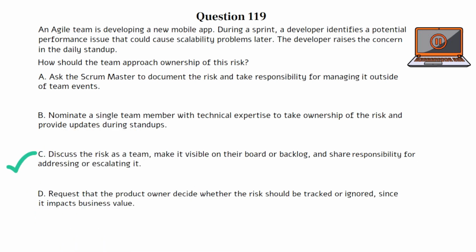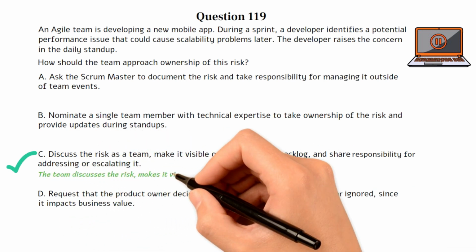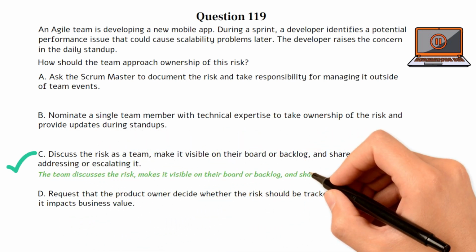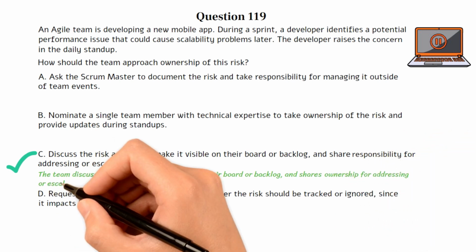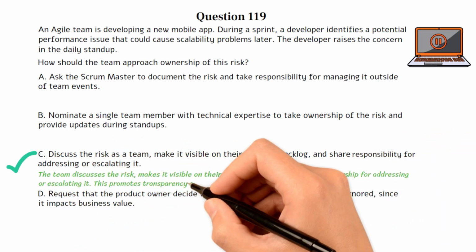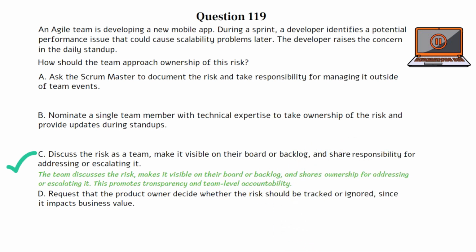The correct answer is C. This question tests your understanding of Agile's principle of shared risk ownership. Risks in Agile are not managed by a single role, but are made transparent and handled collectively by the team. This approach ensures accountability and faster resolution. Choice C is the best option because the team discusses the risk, makes it visible on their board or backlog, and shares ownership for addressing or escalating it. This promotes transparency and team-level accountability.